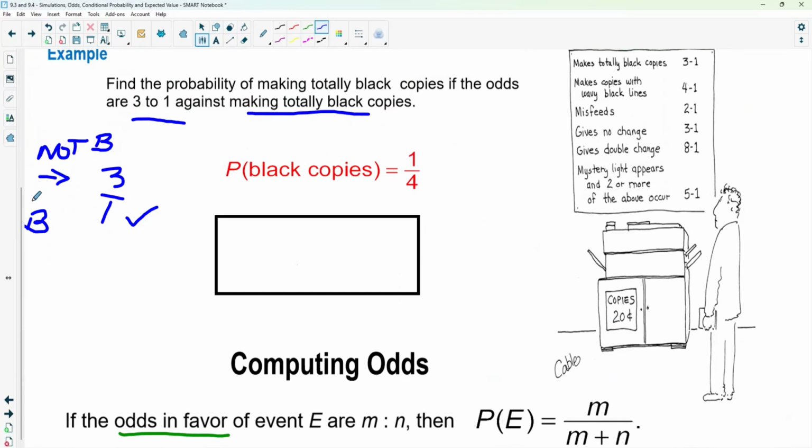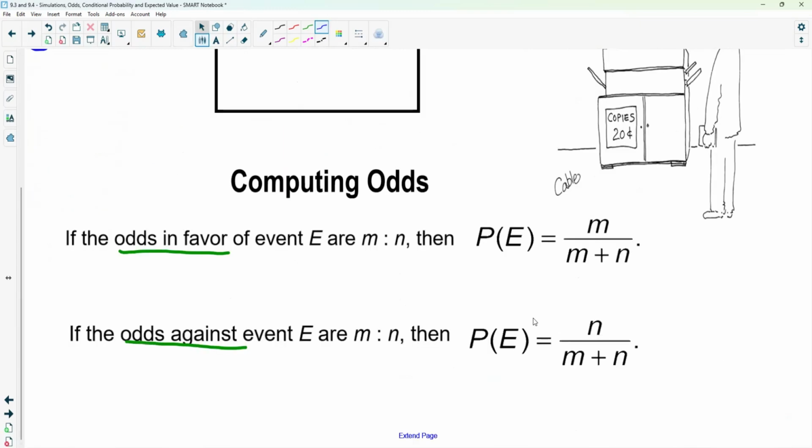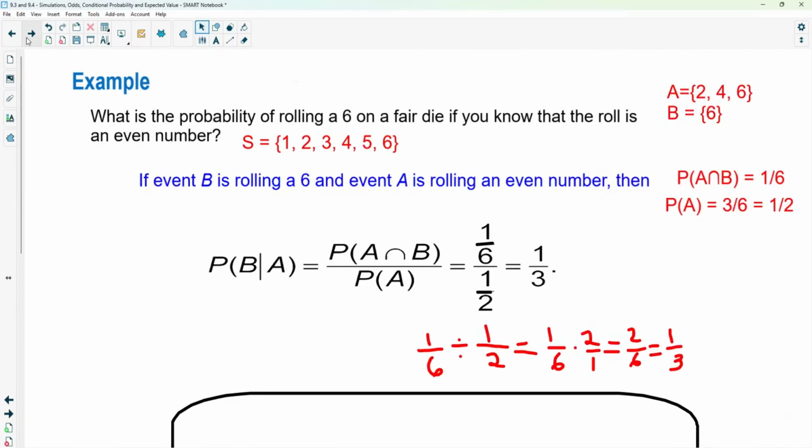And then the same thing will be for odds against. Whatever they give you that is not happening over the sum of the two ratios. Okay, and then we have some conditional probability. That's what they have, that line right there, the conditional probability.